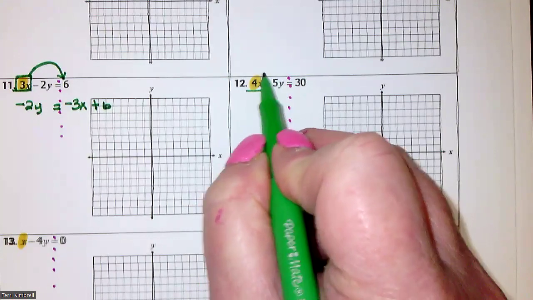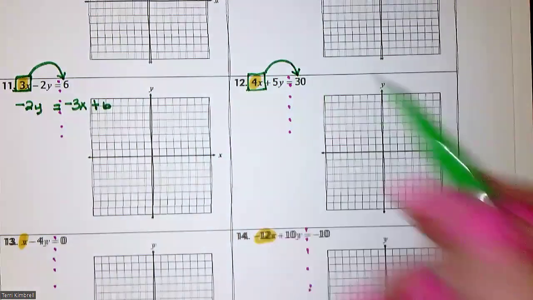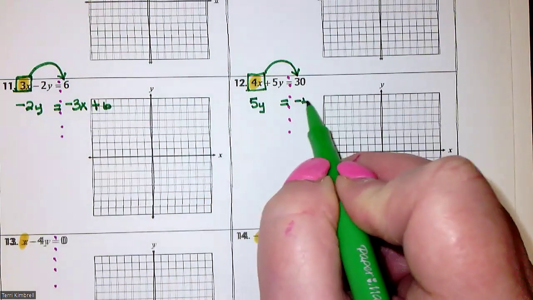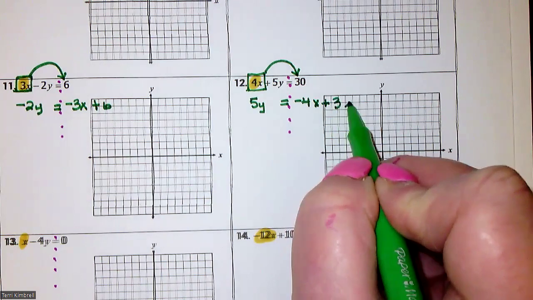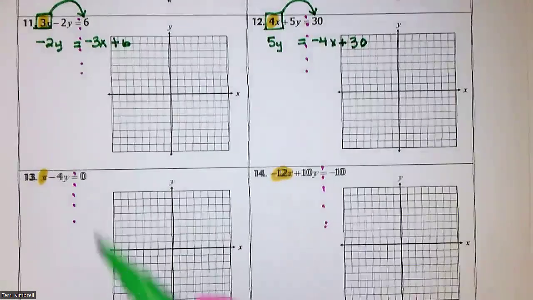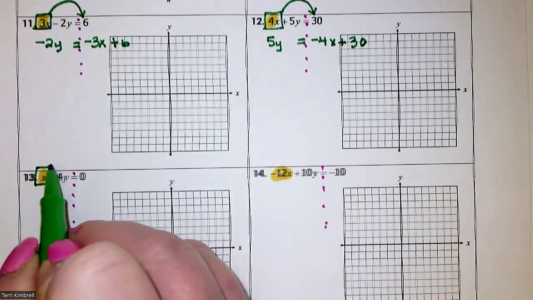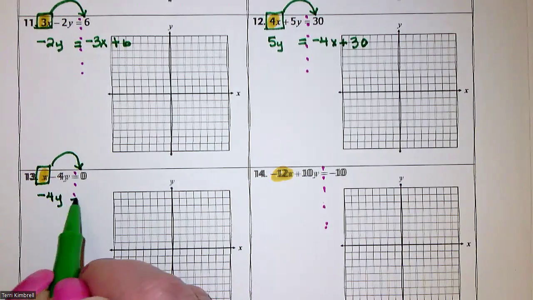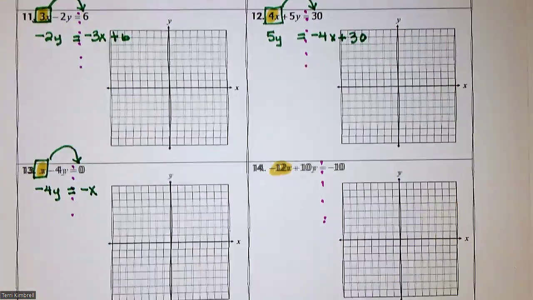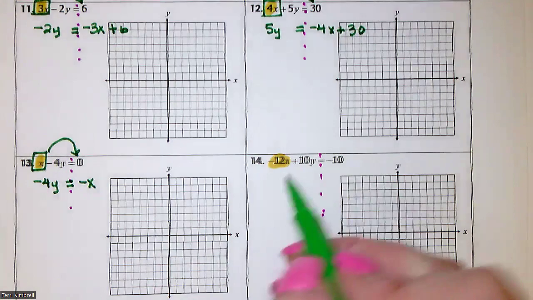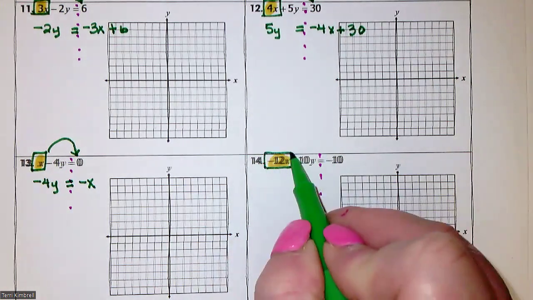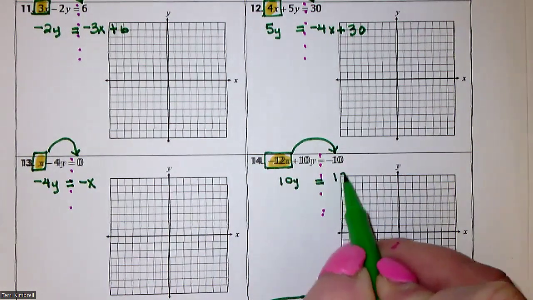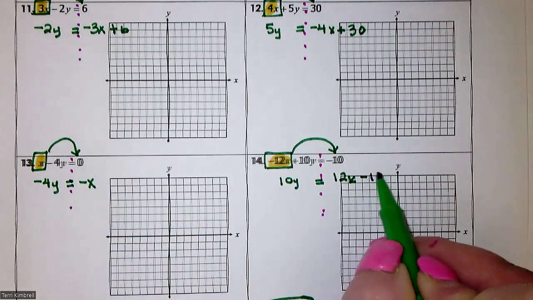Move the X, drop him in front, change his sign. So we would have 5y equals negative 4x plus 30. Move the X, drop him in front, change his sign. So we have negative 4y equals negative x. And I'm going to leave 0 off this time. Move the X, drop him in front, change his sign. So I have a 10y equals 12x, and you leave the minus 10.